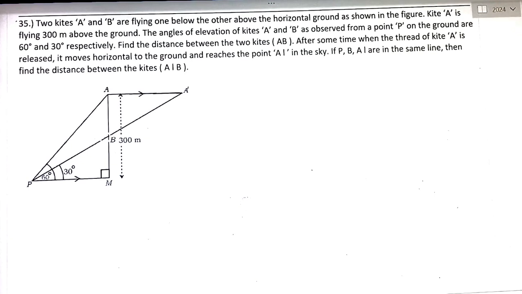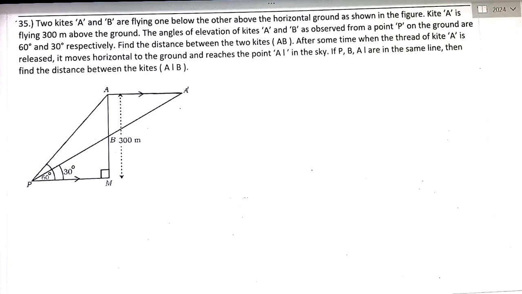Next, after some time the thread of kite A is released. That means now the kite A is here. So after some time they release the thread so that this kite will fly again and it moves horizontal to the ground and reaches the point A dash in the sky. That means now this kite will move horizontally and it will reach the A dash point. This is in the second scenario. Kite A is here, so we have renamed it as A dash.